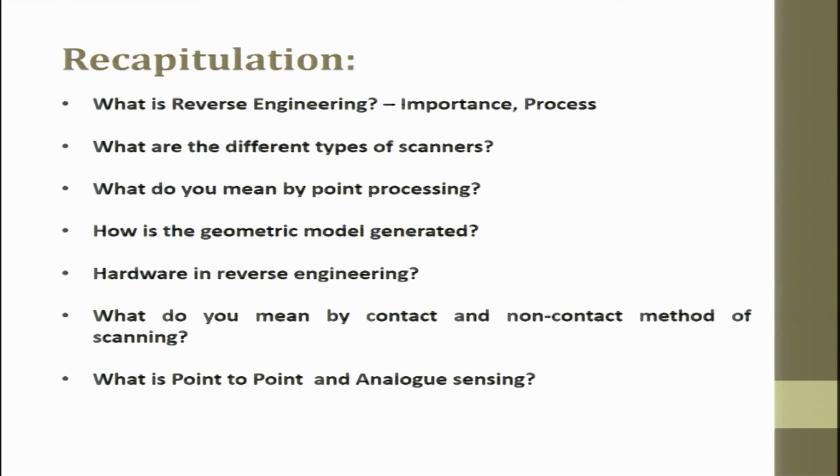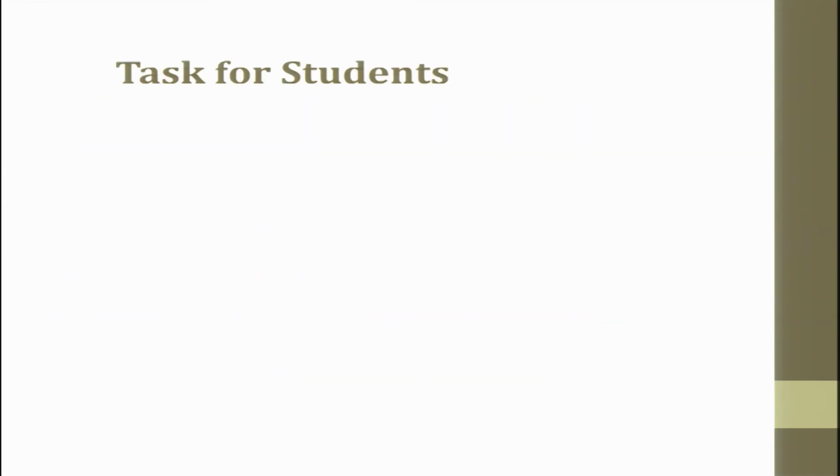To recapitulate, what we have seen in the entire reverse engineering lecture series is what reverse engineering is, its importance and processes, the different types of scanners which we use, what point processing is, what geometric model generation is, and hardware in reverse engineering. We also saw what contact and non-contact methods of scanning are, and what point-to-point and analogous scanning are. These are some of the topics which we covered in this lecture.